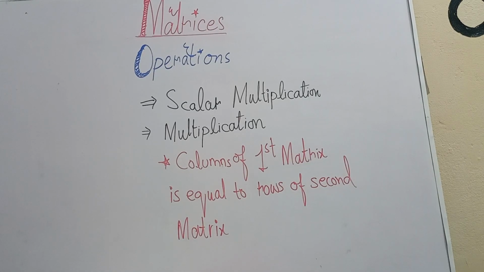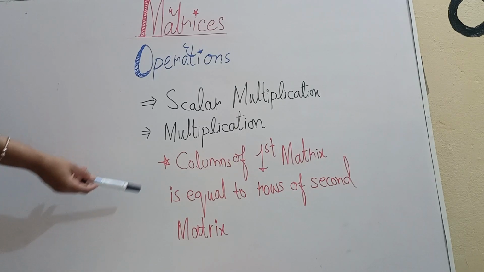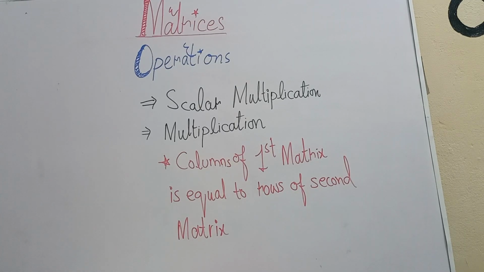Friends, there was a condition for the addition and subtraction of matrices. That condition was that both the matrices should be of the same order. But for the multiplication of matrices, the condition is that the columns of the first matrix must equal the rows of the second matrix. That means we can multiply two matrices only if the columns of the first matrix equal the rows of the second matrix.